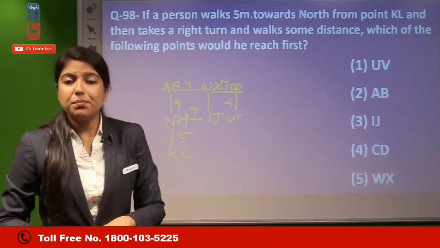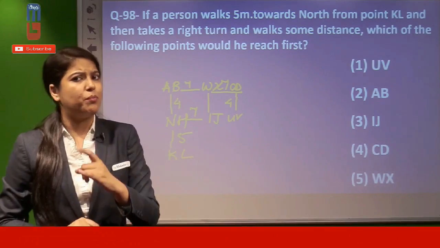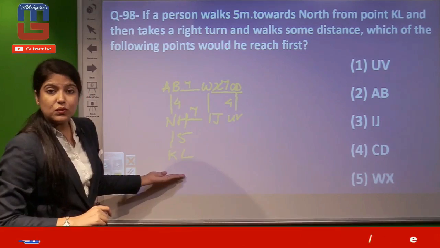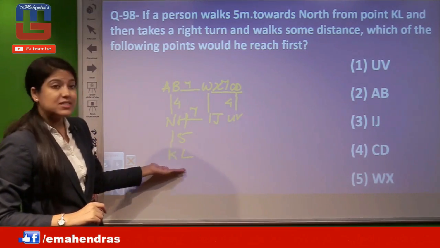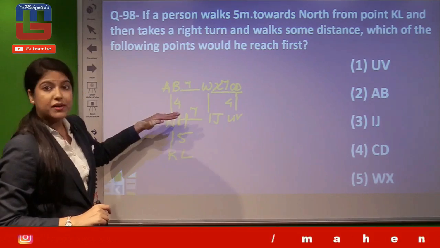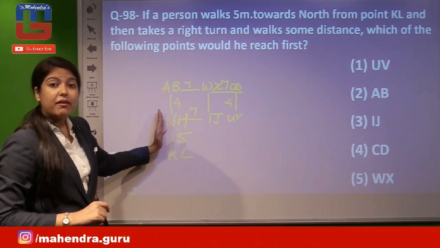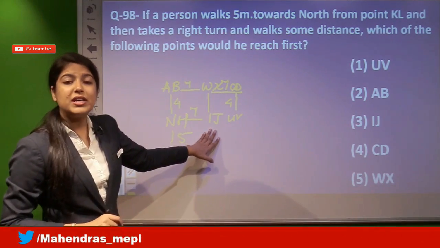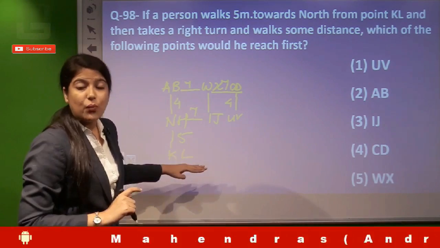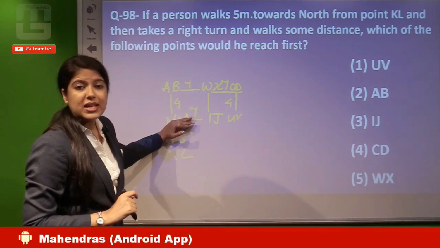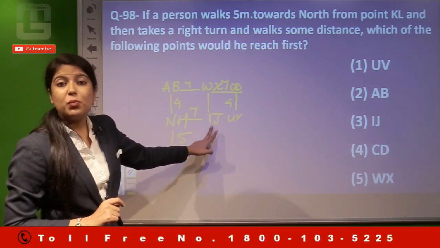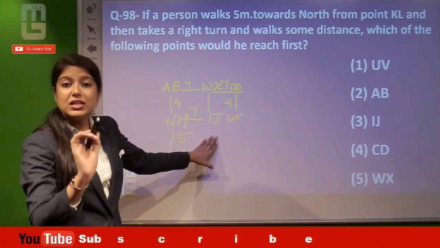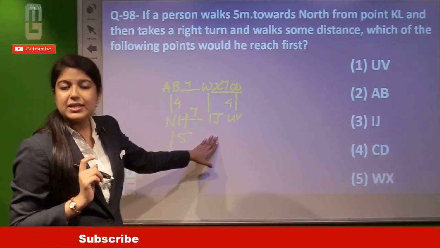Next question: if a person walks 5 meters towards north from point KL. Now they are moving a person from this point KL, which was the downward point, right? So from here, if a person starts walking 5 meters, definitely he will reach NH. From here, he will take a right turn, so he will be going towards IJ. Which of the following points would he reach first? He started walking from KL, reached NH and took a right turn, so he would reach IJ first. So IJ, option number 3, is our answer.